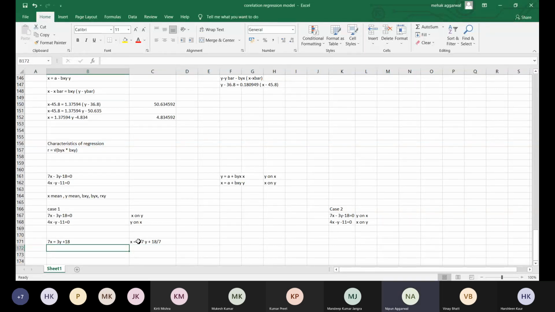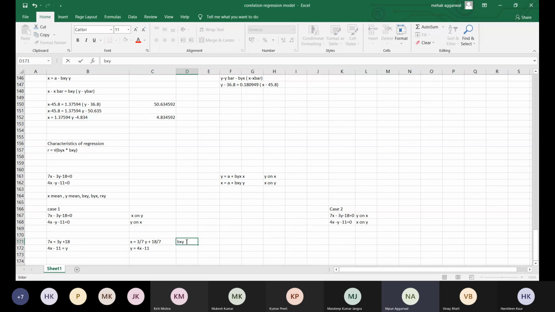And this second line is y on x, so we have to make y on one side and the rest on the other. So that becomes 4x minus 11 is equal to y, and this equation becomes y is equal to 4x minus 11. Any doubt in this?